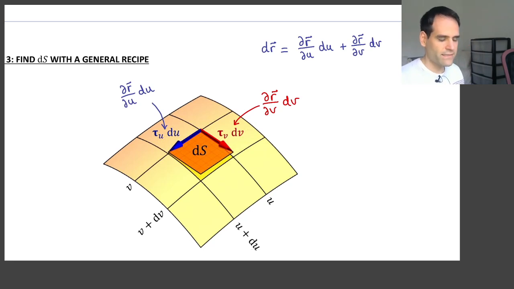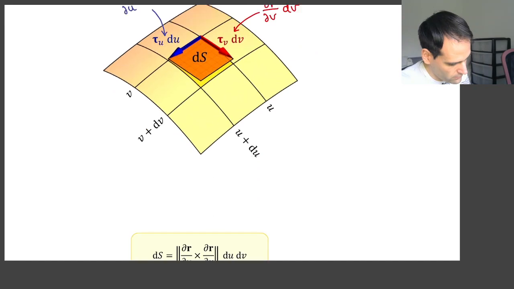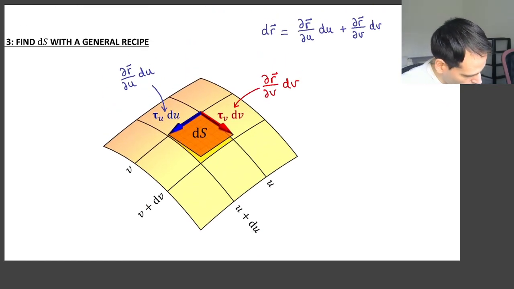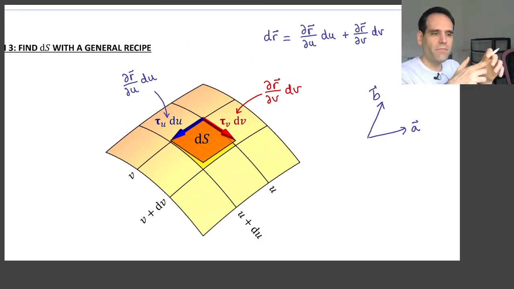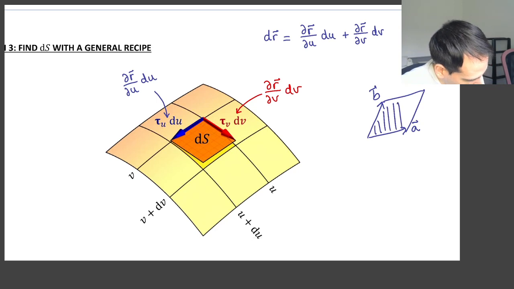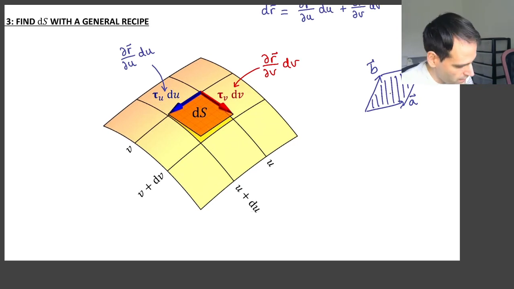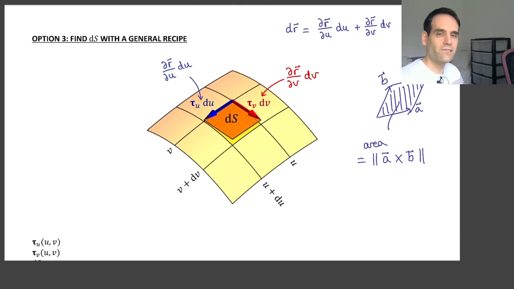So now ds is just the area of the parallelogram formed by these two arrows. And how do you calculate the area when you have two vectors in 3D space, A and B? They don't even have to be orthogonal, they can be at any angle. What's the area of the parallelogram? So that area is the norm of A cross B. You remember that from basic properties of vectors.